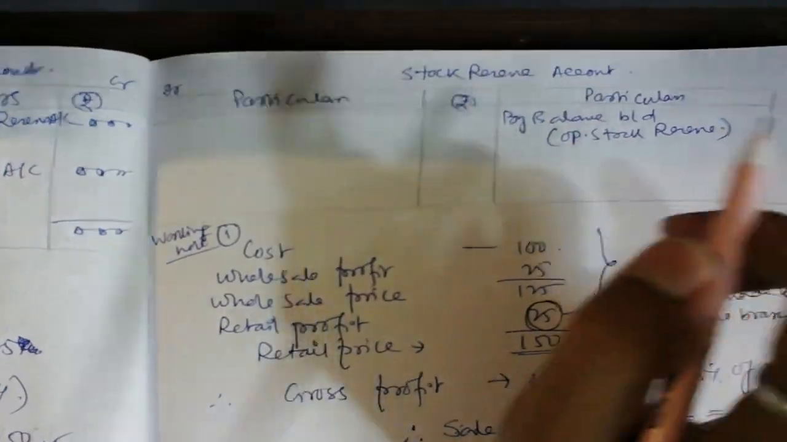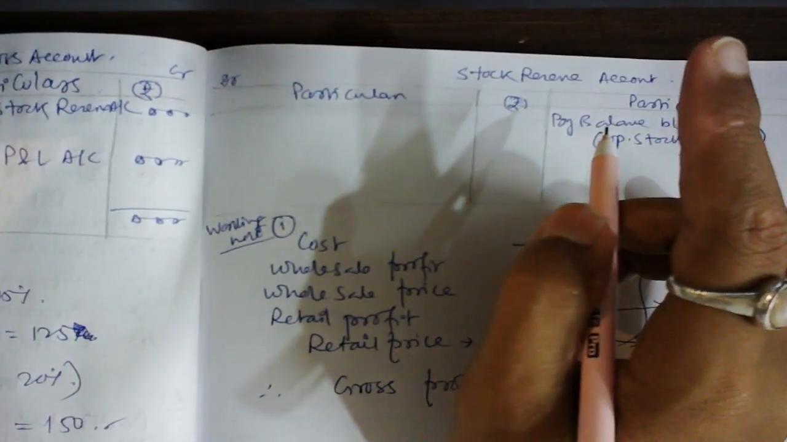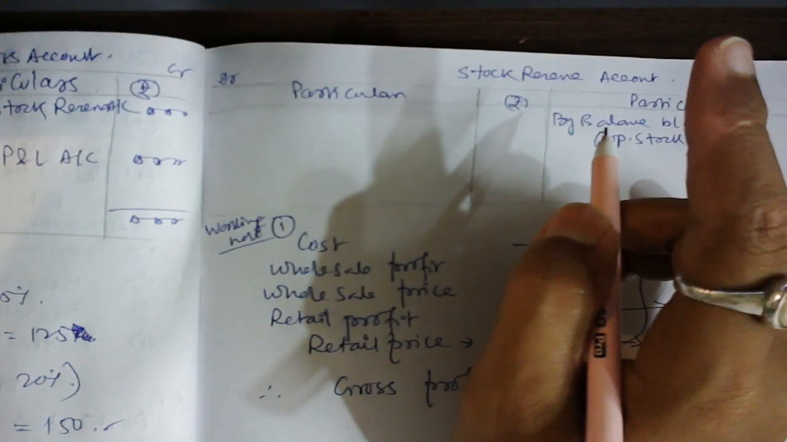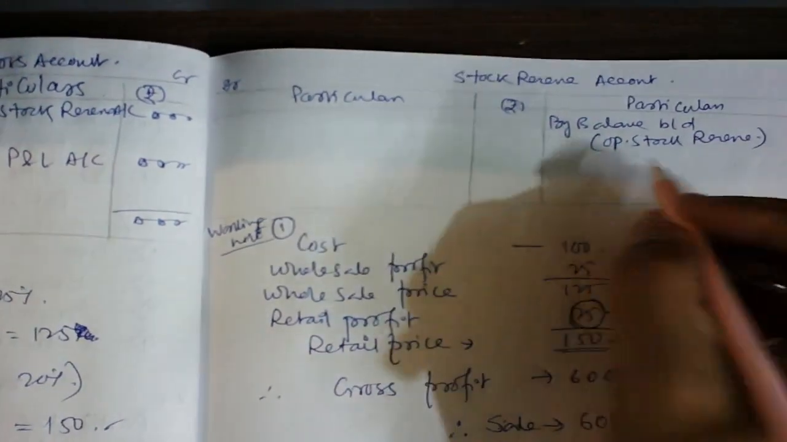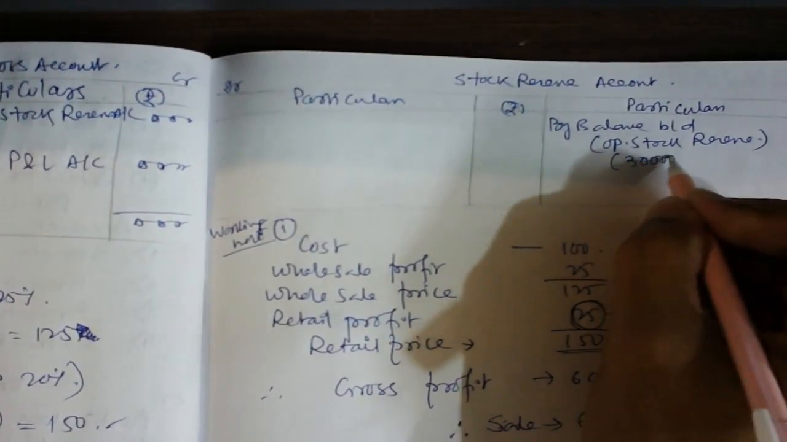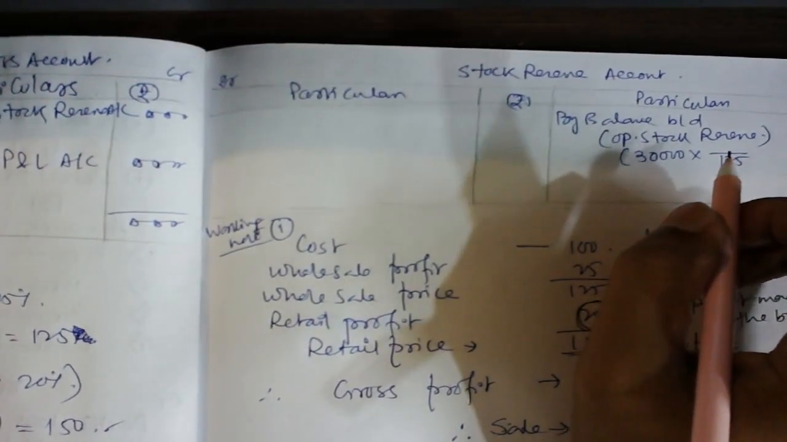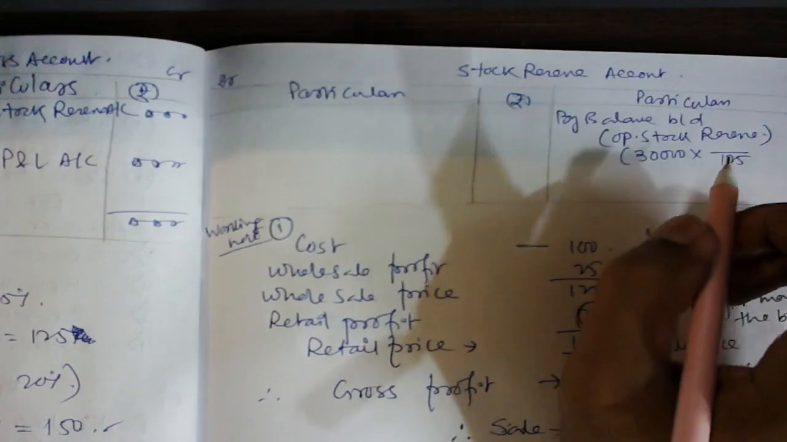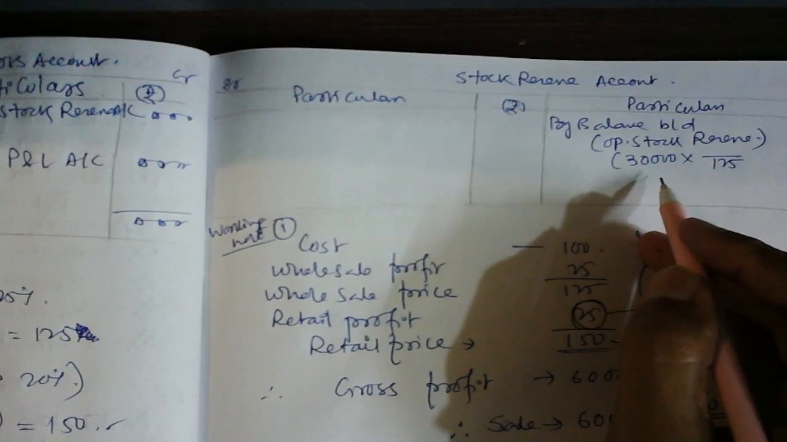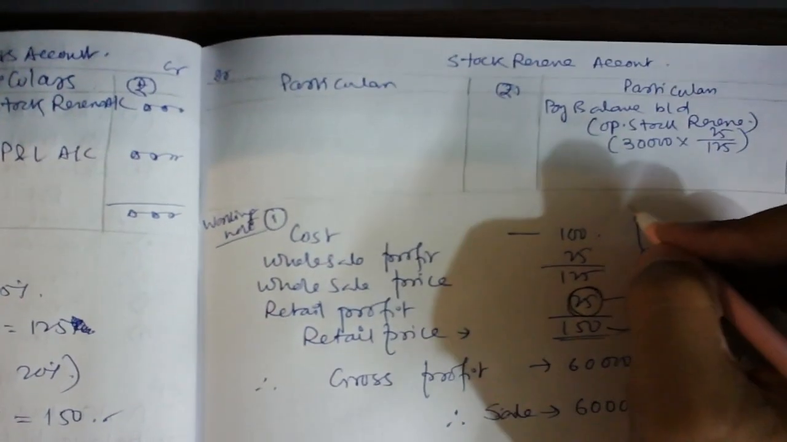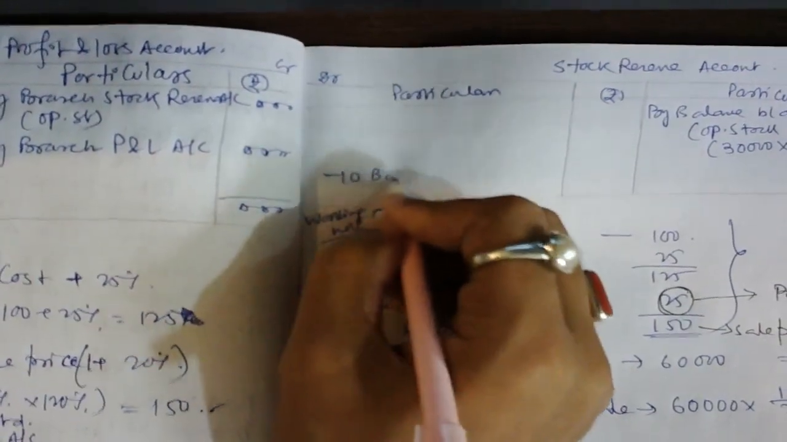So see, just try to understand, when goods are sent by the HO to the branch, goods are sent at 125 rupees. Perfect. So can I say the opening stock, that is 30,000, is a value equivalent to the 125, because 125 is the wholesale price at which the goods have been sent by the HO to the branch. So 30,000 is equivalent to the 125. So 25 कितना होगा? Perfect. So it becomes 6,000.